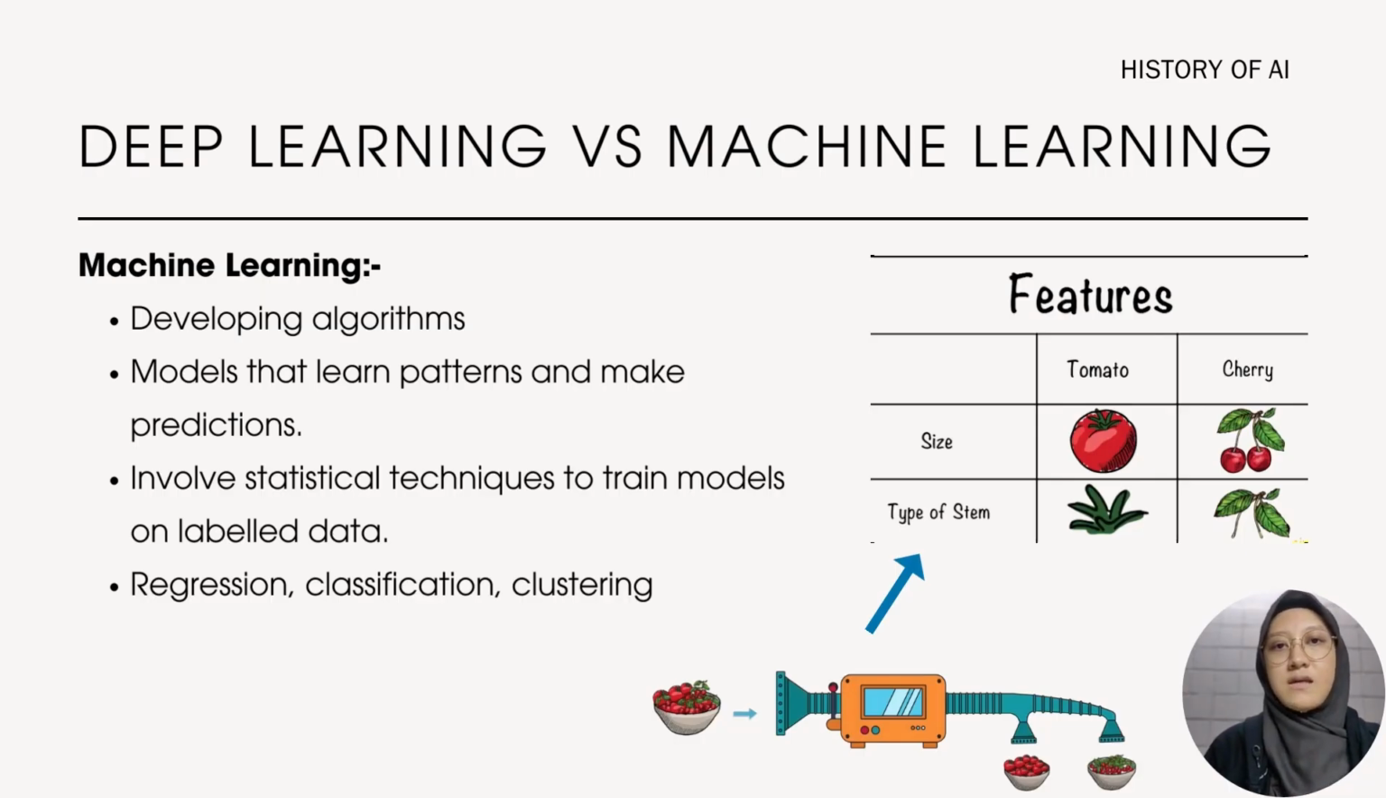The next one is deep learning versus machine learning. Let's understand deep learning better and how it is different from machine learning. Let's take an example. As you can see, there's one machine in the slides that could be used to differentiate between tomatoes and cherries. By using machine learning, we have to tell the machine the features based on which the two can be differentiated. It could be the size and the type of stem on them.